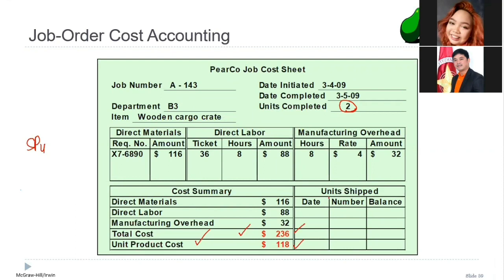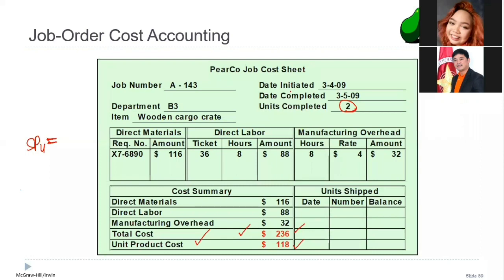If the markup is 50%, how much is our selling price? Let me see in the chat box, if the markup is 50%, how much is our selling price per unit? Can anybody put that in our chat box? What is the selling price per unit? There, I see someone has answered. 177, 177, is that correct?